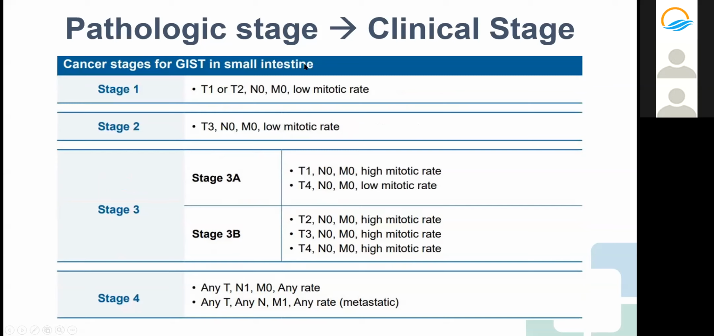Here's the clinical staging system for small bowel or small intestinal gastrointestinal stromal tumors. And you can see that the rules are slightly different here. T1, T2, and T3 lesions are now separated out into stage 1 and stage 2 instead of all being part of the stage 1 category when they have low mitotic rate.